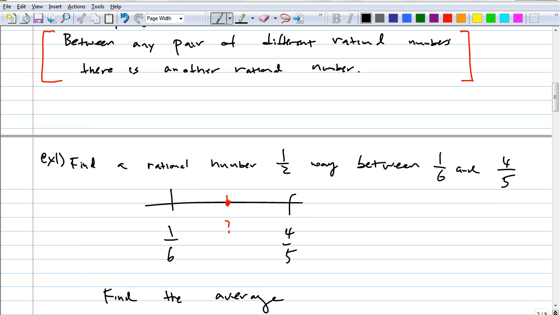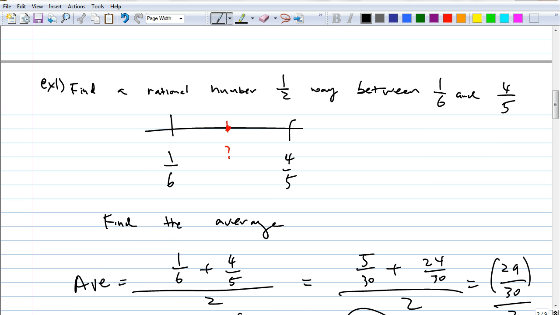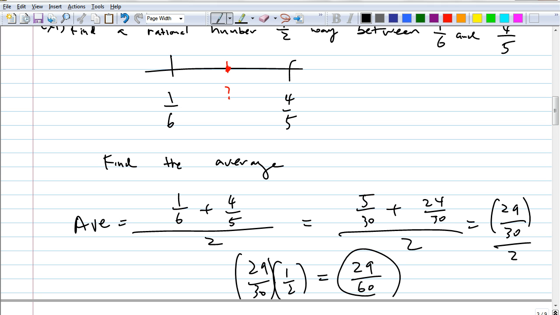Okay, let's do this. So first of all, you add the two numbers. You need a common denominator of 30. So you get 29 over 30, over 2. How do you divide a fraction by 2? Yeah. That's the same as multiplying by half. So how many people got 29 over 60? Raise your hand. I did. Okay, is this easy? Any questions? Okay, very good.